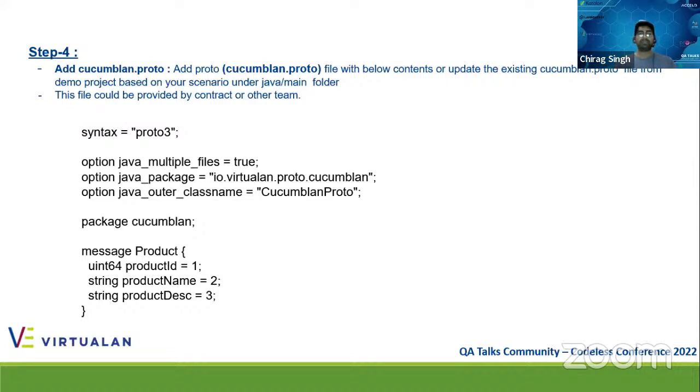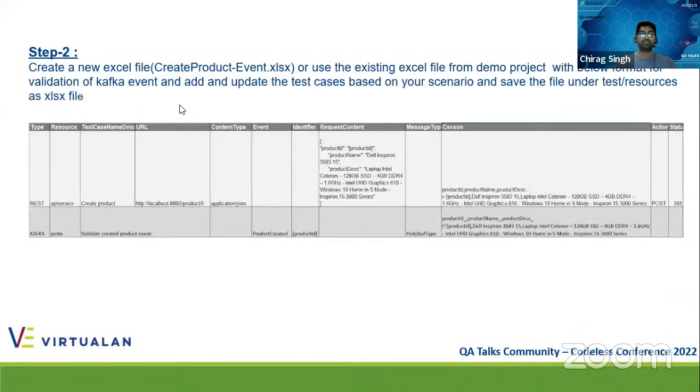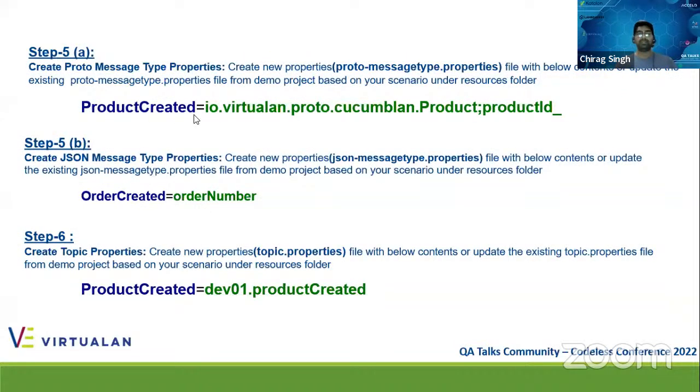Okay, so this message we have to create under the Java main folder, and then we have to create the message type properties. If we are using a protobuf message type, then we have to create the proto one. Here this is product created. Product created is an event name. In the Excel, you can see that event. This is a Kafka event name, and this event name is the same.